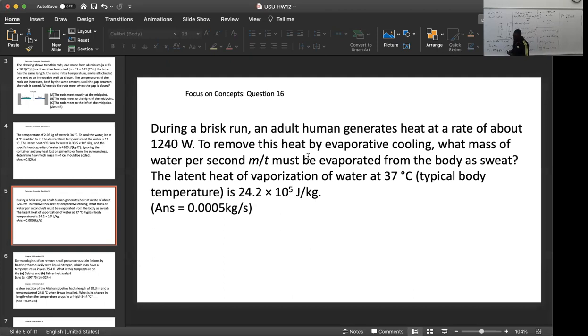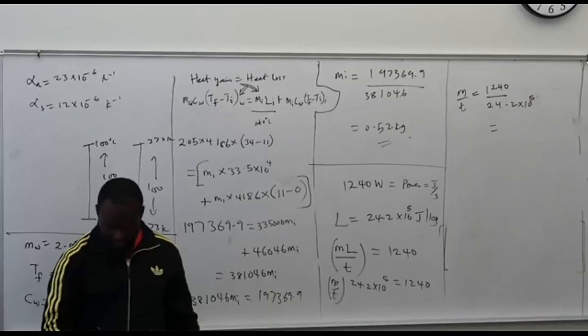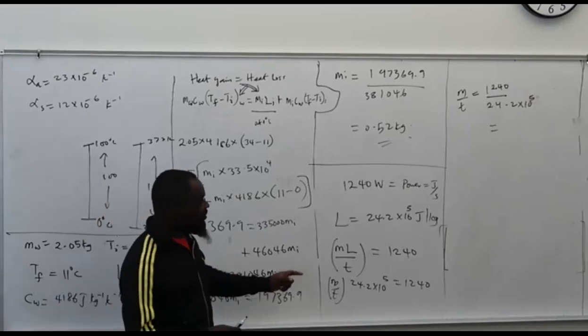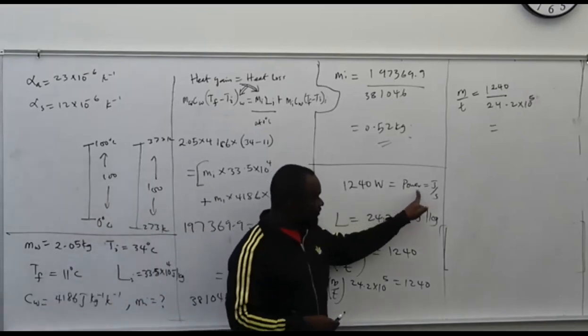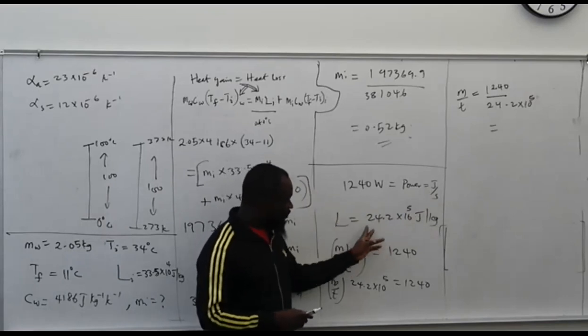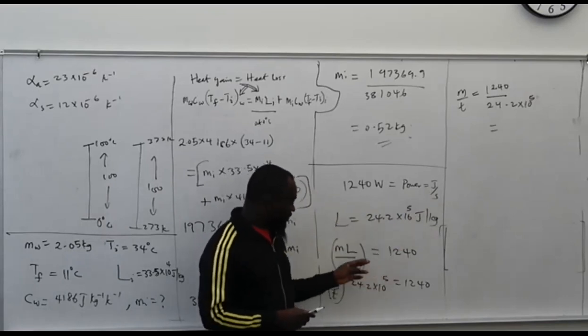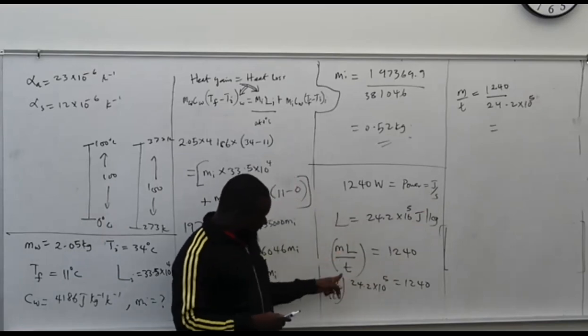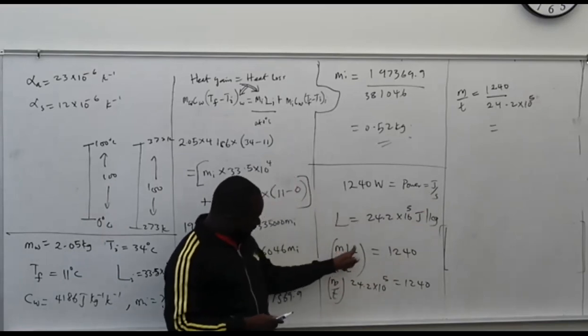And that will give you a very small number. Let's see if it gives us what we have there. Oh, sorry, I didn't stop sharing. So we are given the power, 1240 joules per second. We are given the latent heat of vaporization, 24.2 times 10 to the 5. So the latent heat loss per second is mass times latent heat.